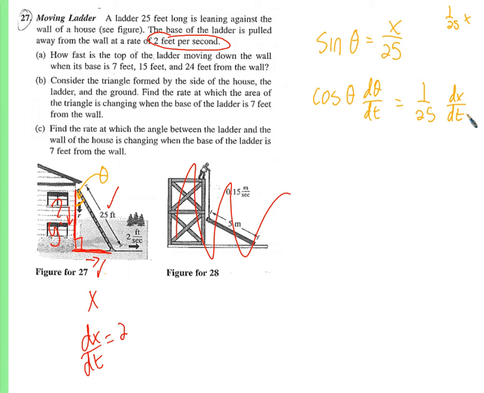Do I know the angle? No, I don't. What do I know? I know dx dt. What else do I know here? 7 feet away from the wall. Can I figure out the angle at 7 feet away from the wall? Yes, the sine of theta equals x over 25. So we put 7 there, take the inverse sine, and theta is?